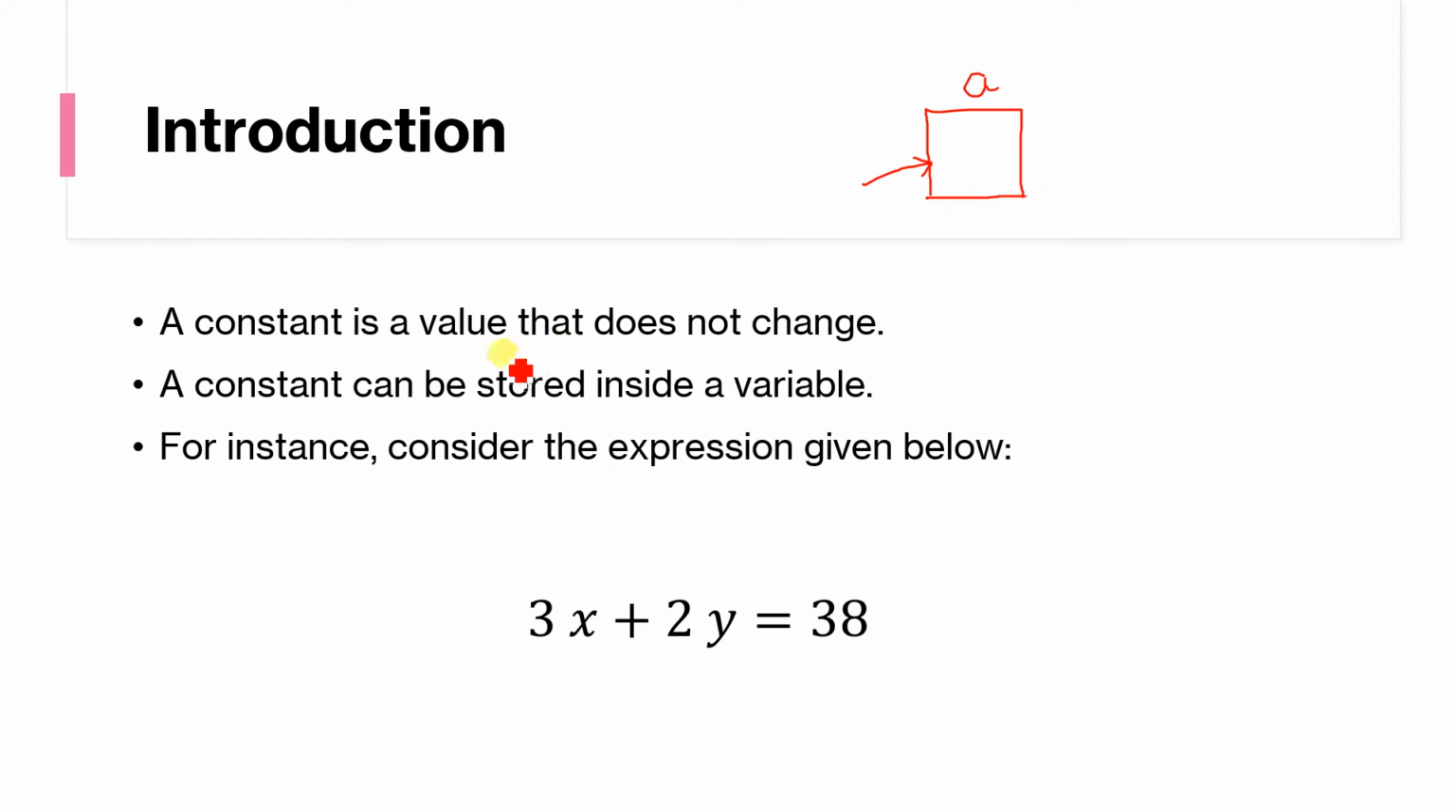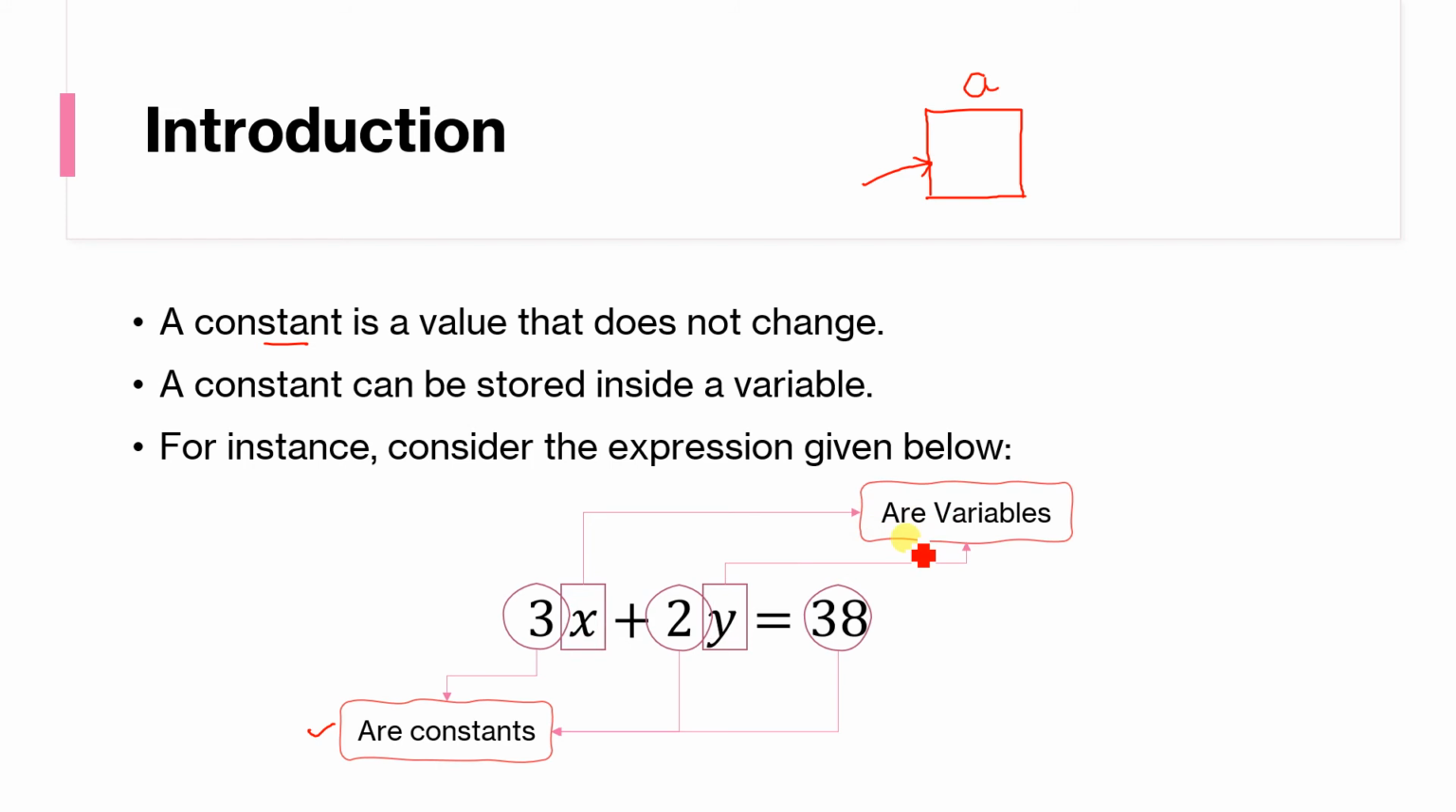So a constant is something whose value is constant, and we are going to store those values in this particular space. For instance, consider the expression given below: 3x plus 2y is equal to 38. In this particular expression, 3, 2 and 38 are known as constants, but x and y here are called the variables. Right? So this is what is called a constant.